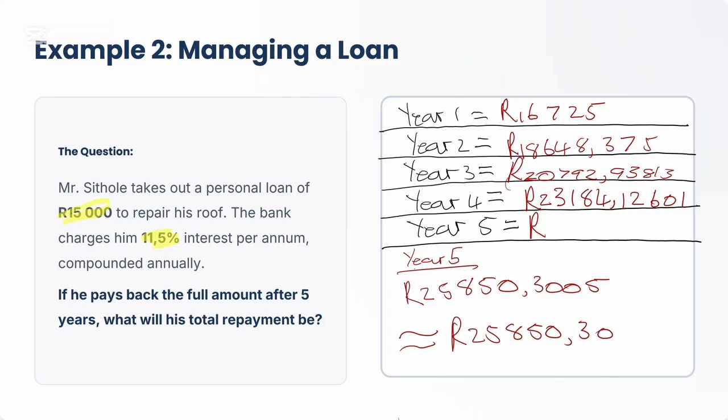Now remember when I said we only round off the final answer? So the question is, what will his total repayment be? This is your final answer. His total repayment will be 25,850 rands and 30 cents.